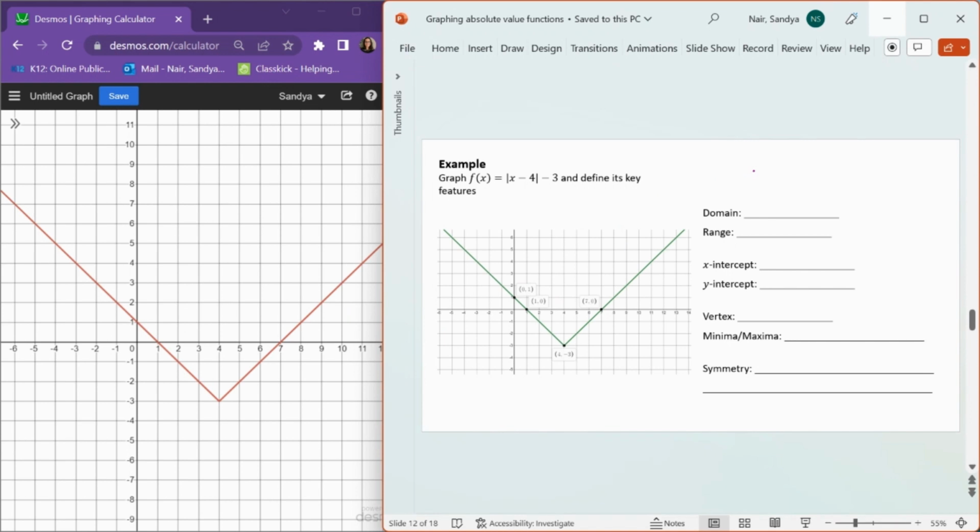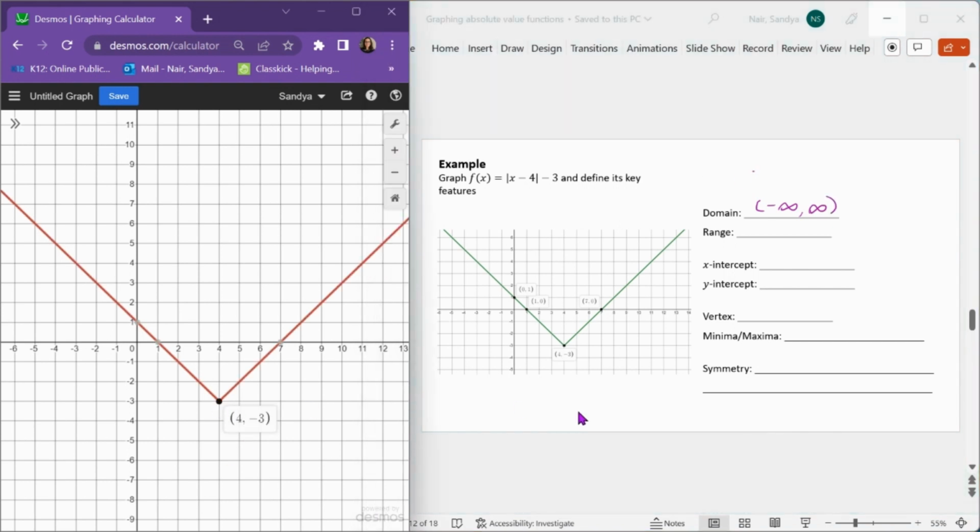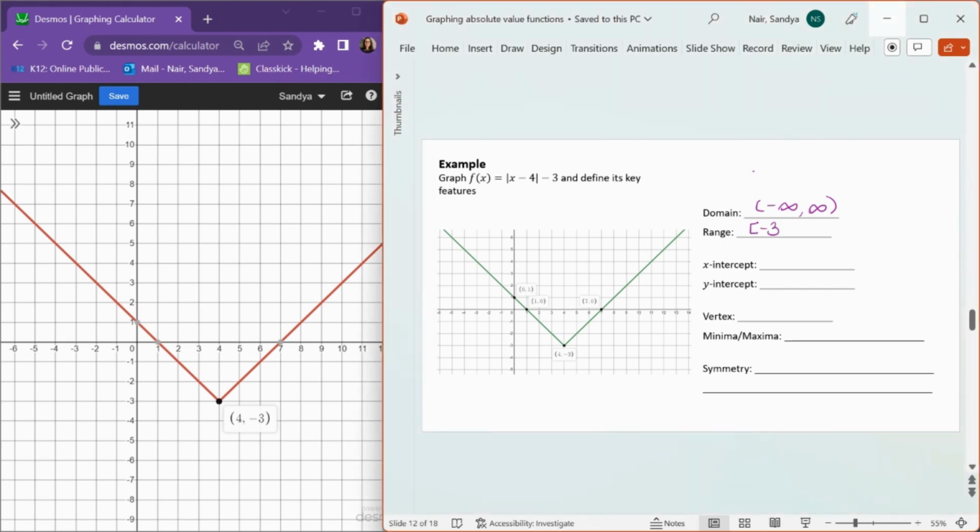So we include all x values in the domain. So it's going to go from -infinity to +infinity. Notice that the range has a lowest point. So the lowest y value is going to be -3. So it's going to go from -3 to +infinity. The x-intercepts, let's go ahead and click on those. So we have two x-intercepts. It's going to be at (1, 0) and (7, 0).